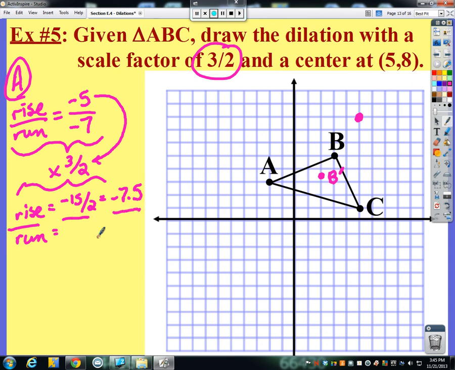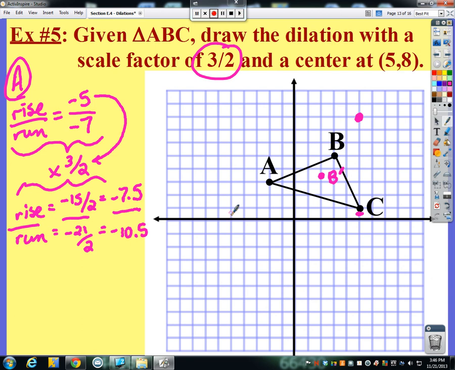Go ahead and do that. Then -7 times 3 halves would be -21 halves, which is another way of saying -10.5. So here's our new slope we want to use from the center at 5, 8. We want to rise -7.5. So 1, 2, 3, 4, 5, 6, 7.5. So again, I'm right here between the x-axis and coordinate C. But now I need to go over to the left, since it's -10.5. So 1, 2, 3, 4, 5, 6, 7, 8, 9, 10.